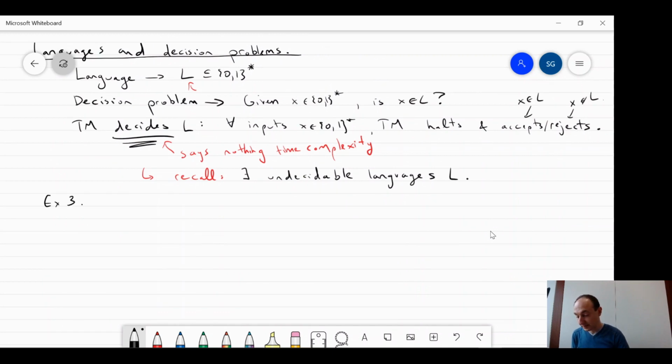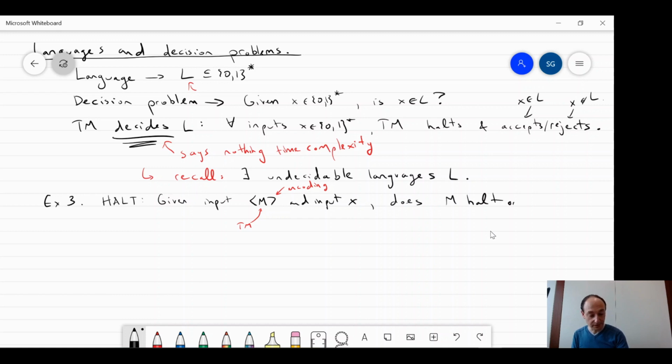Exercise 3, right? And this one basically talks about the halting problem, right? So remember, the halting problem is you're given as input an encoding of a Turing machine M. So let me be clear, these angled brackets are just basically the binary encoding of this object. And M is just a Turing machine. And you've got some input X, just some string, right? The question is, does M halt on X?